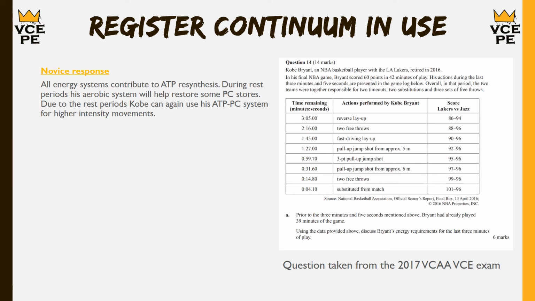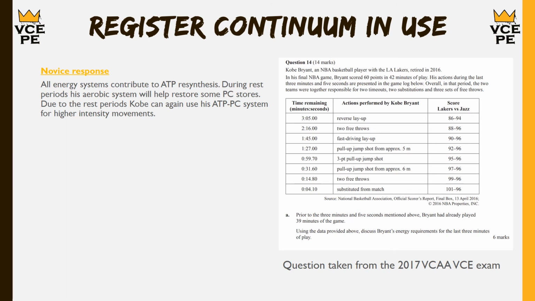So if you get an interplay of energy systems question, make sure you start it with a simple line about the fact that all energy systems are contributing at all times, but at any one particular time there is a predominant energy system. So during rest periods, his aerobic system will help restore some PC stores. That's correct, but not much detail. And due to the rest periods, Kobe can again use his ATP PC system for higher intensity movements.